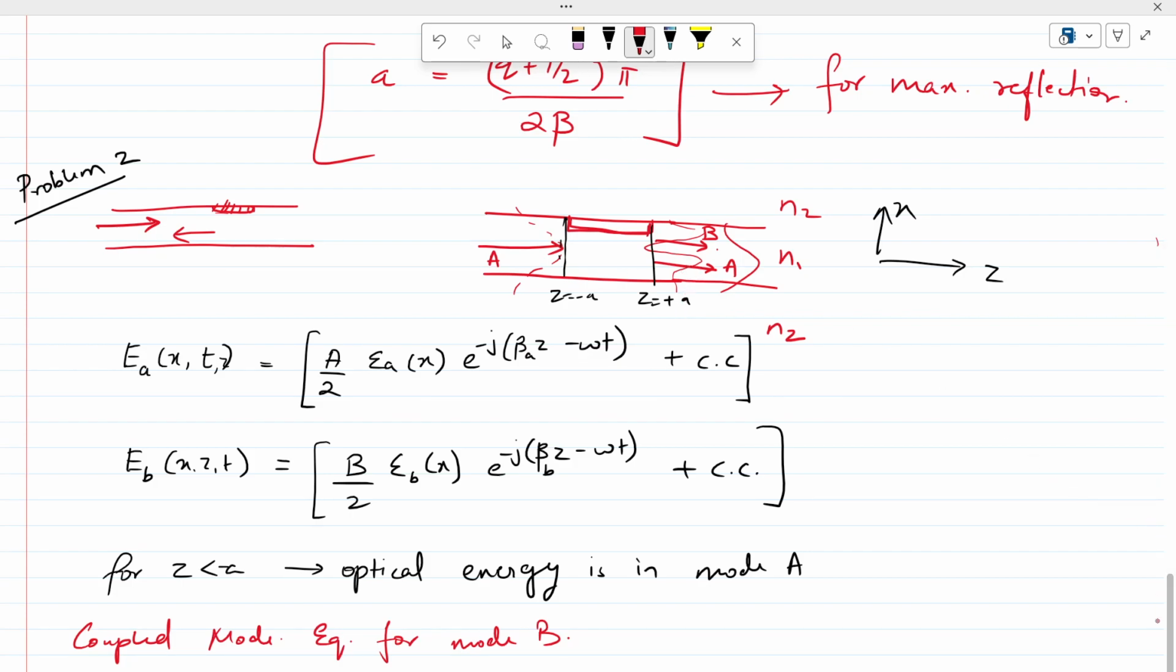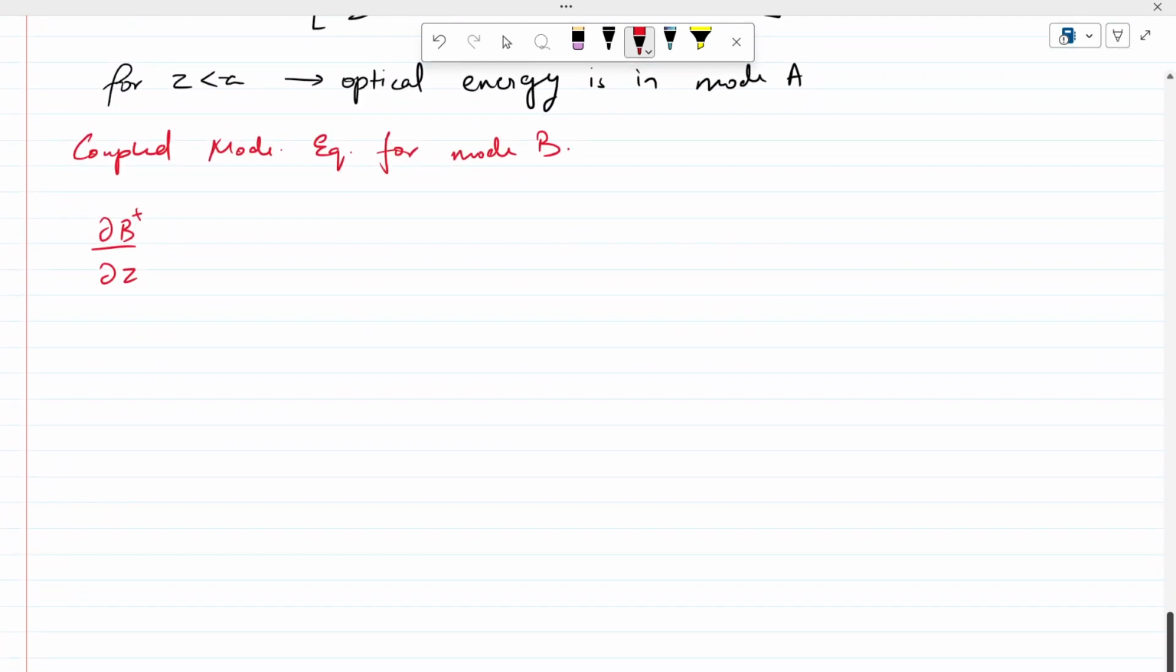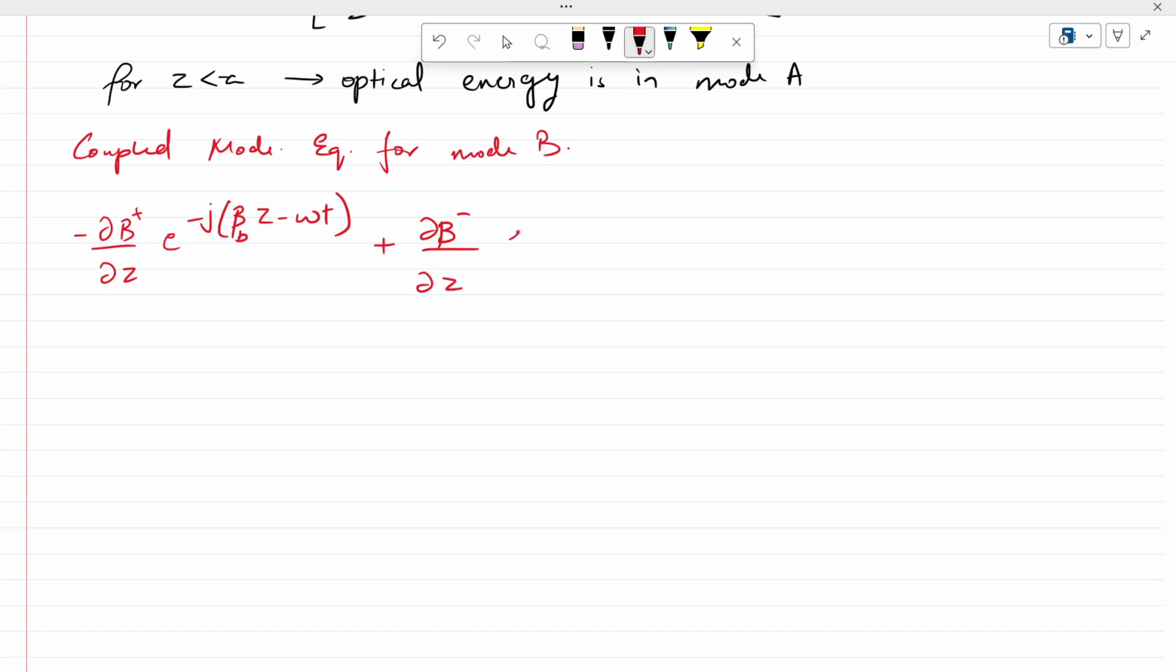However, for now let's write down both the terms: e power minus j beta b z minus omega t plus dou b minus upon dou z e power j beta b z plus omega t. This is the backward propagating term, so it's possible for some reflected wave also. However, we don't want this beta b. We want the relation for beta plus with respect to the perturbation.